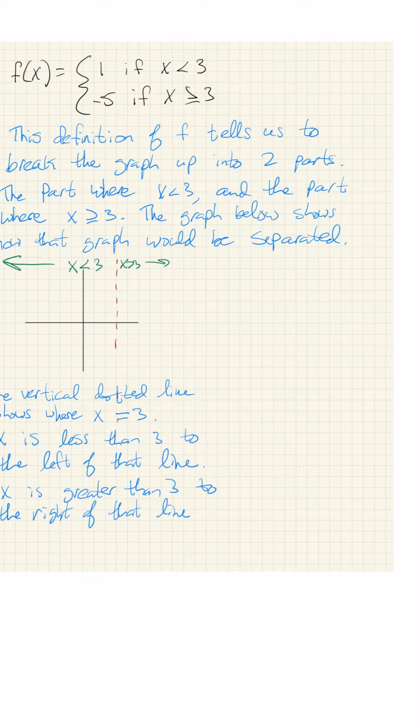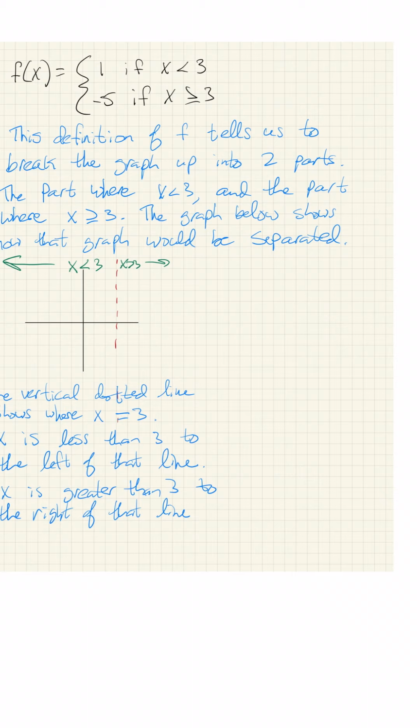Now this graph below shows us that this graph would be separated to the left of this dotted red line where x will be less than 3, and then to the right where x would be greater than 3.